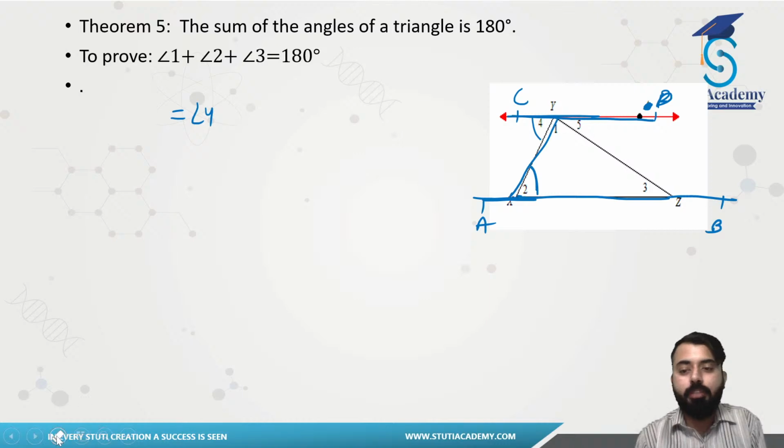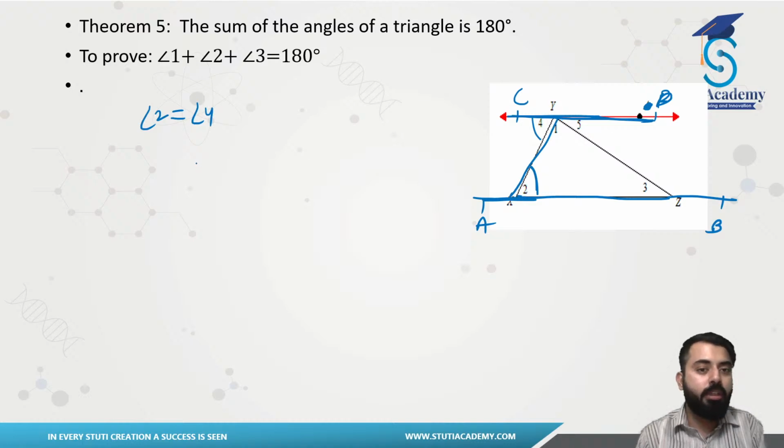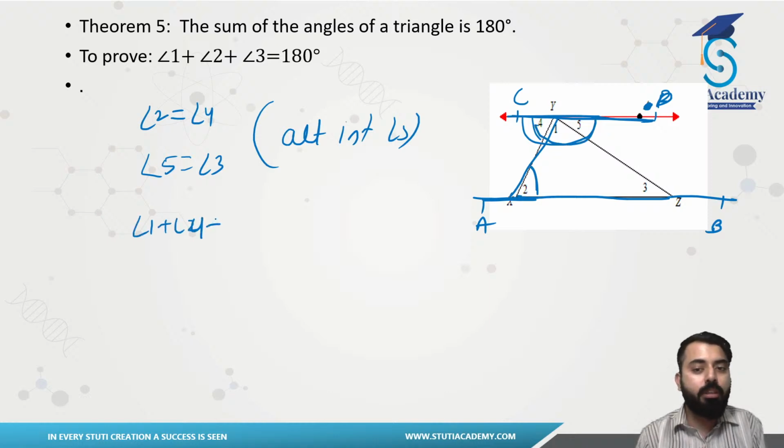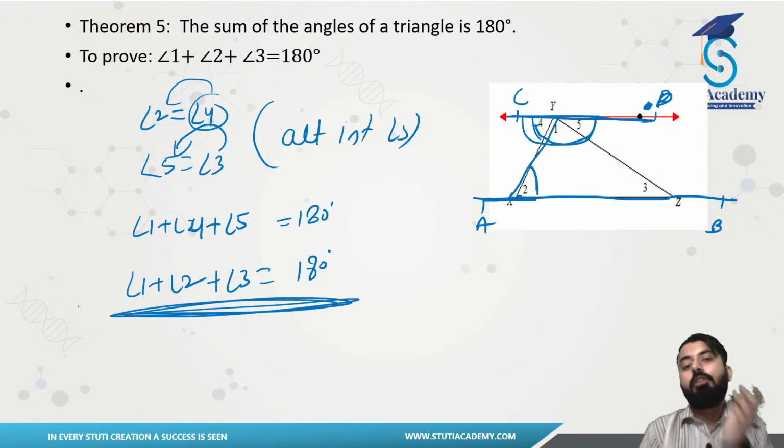Let me write it again. Angle 2 is the same as angle 4. There are a variety of ways in which we can prove this. If AB is parallel to CD and this time YZ is a transversal, we can say angle 5 will be the same as angle 3. Why? Alternate interior angles. And I know CD is a line, so the sum of all these three has to be 180. So angle 1 plus angle 4 plus angle 5 has to be 180. I know 4 is the same as 2, so angle 1 plus angle 2, and 3 is the same as 5. So angle 1 plus angle 2 plus angle 3 is 180, and so the sum of all 3 angles of a triangle is 180.